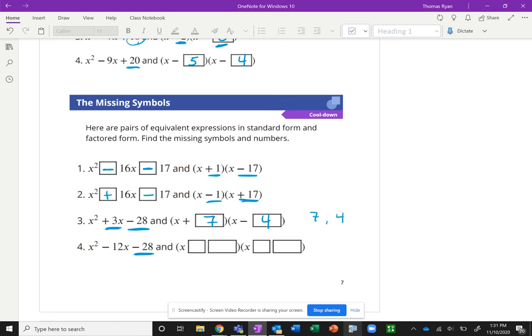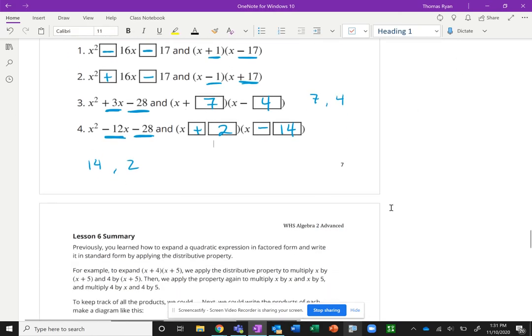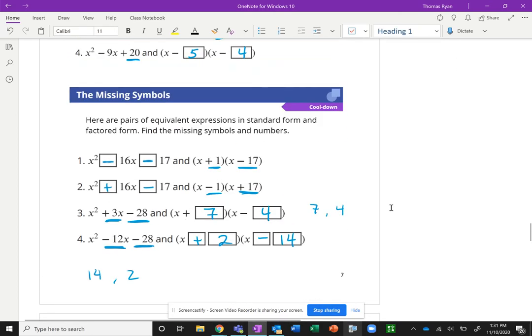Negative 28. So we're going to have one positive, one negative. Factors of 28 that could add to 12. Not 7 and 4. Not 28 and 1. Looks like 14 and 2. Those could combine to be 12. And since it's a negative 12, the 14 must take the negative, because when we combine them, it's going to end up being negative. Look at us go. This is called factoring, folks. We are doing what's called factoring.